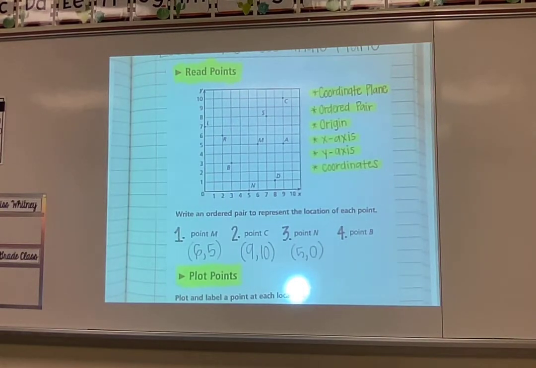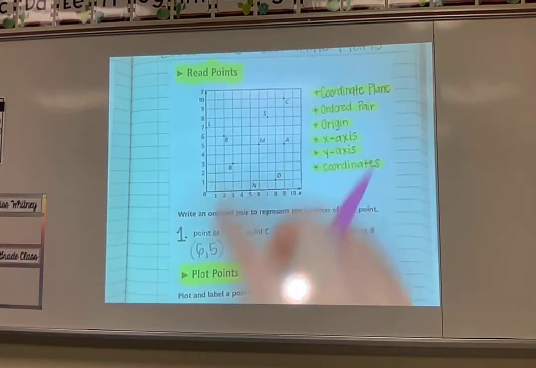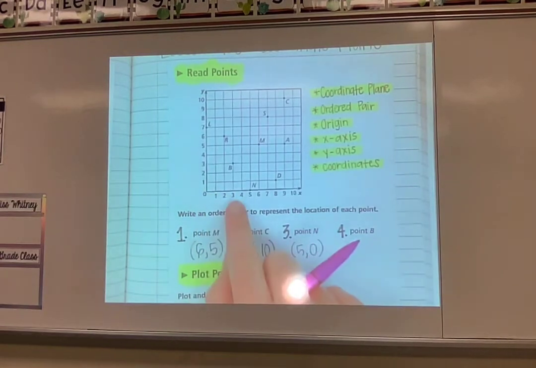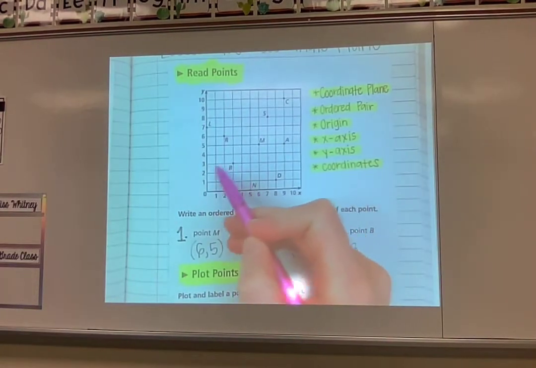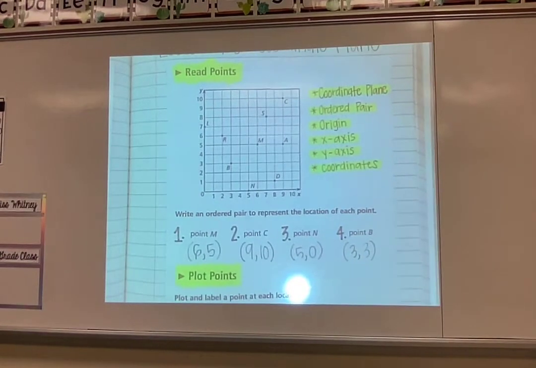Let's do one more to make sure we've got it. Point B. So find point B. Remember, first we have to do the x-axis, so going across, it is 3 on the x, and then I need to look on my y-axis. It is also 3 on the y. So point B is at 3, 3. That would be its ordered pair or its coordinates.